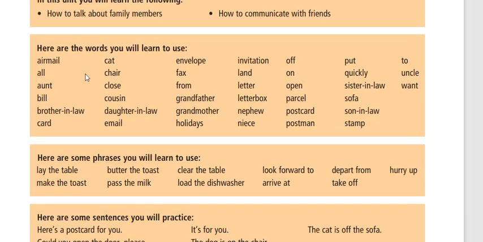Okay, here are the words you will learn: airmail, all, aunt, bill, brother-in-law, card, cat, chair, choose, cousin, daughter-in-law, email, envelope, fox, from, grandfather, grandmother, holidays, invitation, land, letter, letterbox, nephew, niece, off, on, open, parcel, postcard, postman, put, quickly, sister-in-law, sofa, son-in-law, stamp, to, uncle. These are the words we will learn.